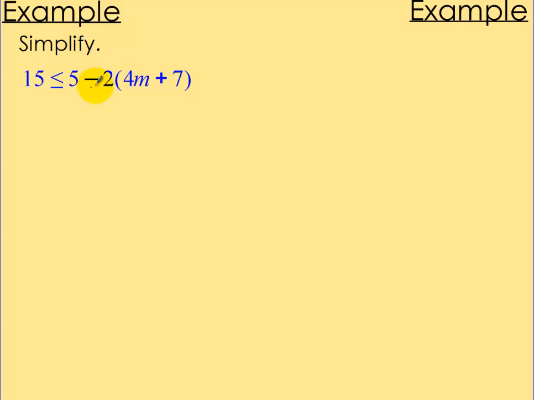All right. This is going to be a multi-step inequality. So the first thing, I don't like this. I have this negative 2 times the 4m plus 7. So I will distribute the negative 2. It's distributing to both the 4m and the plus 7. So what I'm left with is 15 less than or equal to 5, and then negative 2 times 4m will be minus 8m. Negative 2 times 7 will be minus 14. So what did I do? I distributed.